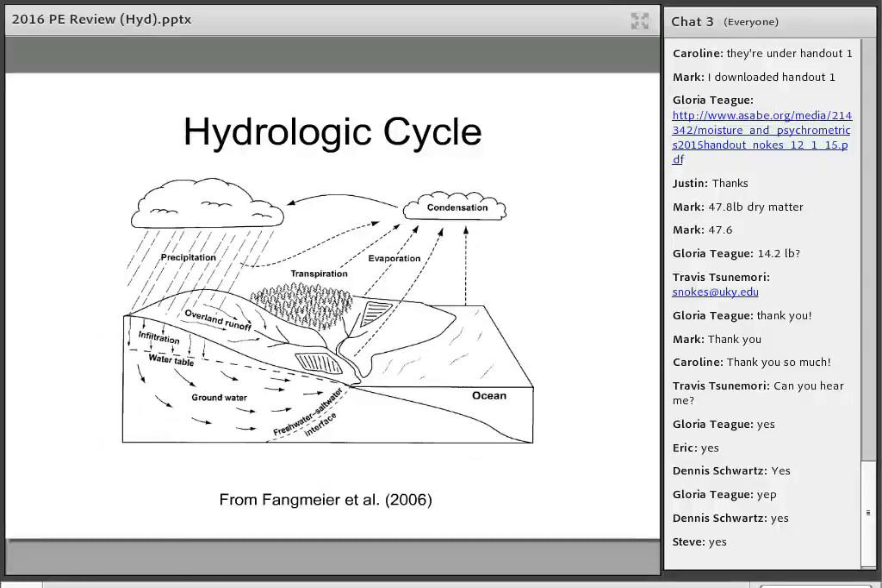Okay, let's talk about the hydrologic cycle. Now, if you weren't in the first one I did a few weeks back, and I'm recognizing a lot of the names, so many of you were in that. The Fangmeyer reference is to one of the most recent versions of the Soil and Water Conservation Engineering text. It was originally put together by Glenn Schwab way back in the 50s, and it's now in its 7th edition. The 6th and 7th edition are virtually identical.